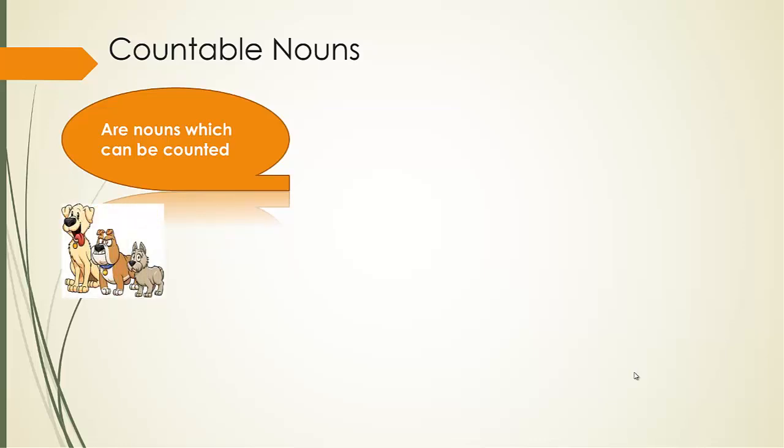So look at this picture. The first example is here. Can you count? Can you say 1, 2, 3? Right. So what is this picture? Yes, dogs. So I can count dogs. Sure, I can say 1 dog, 2 dogs, 3 dogs.